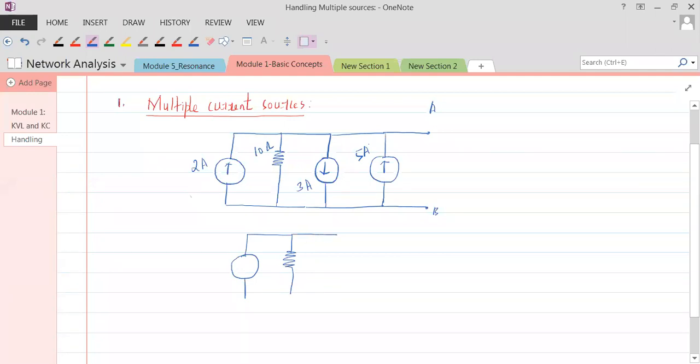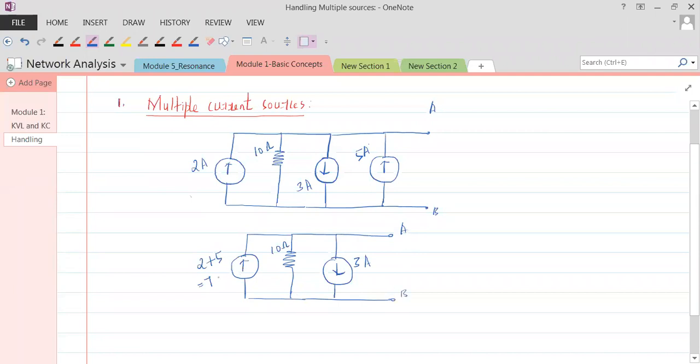So you'll be left with just 2 current sources compared to the earlier case. And what is this? This is 2 amperes plus 5 amperes. Since both are going upwards, we are adding them up. And the 3 amperes we have taken as it is. And this is 10 ohms. Everybody understand that? Okay, so these are terminals A and B.